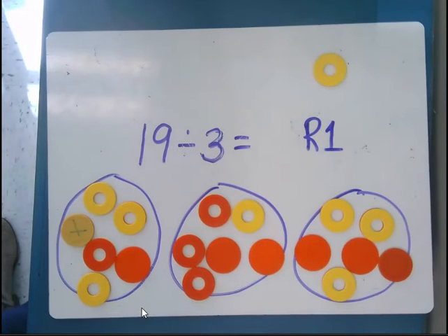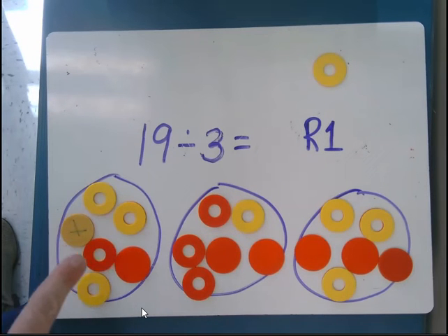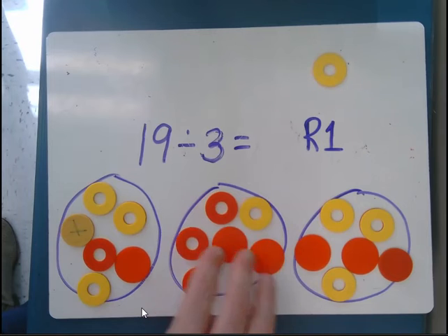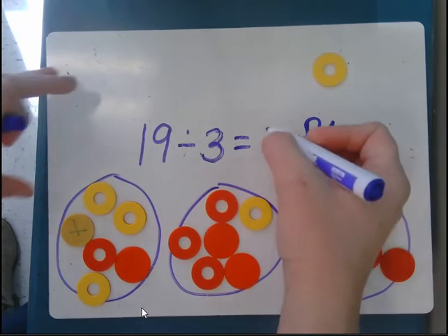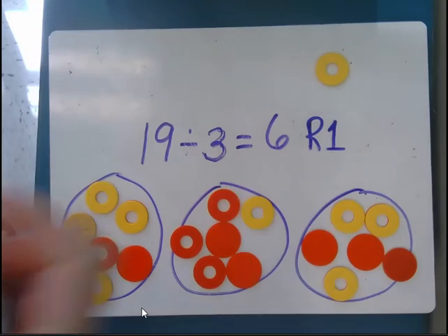Next, I want to count and see how many I have in each circle. How many did I share with each? 1, 2, 3, 4, 5, 6. 2, 4, 6, and 2, 4, 6. So each group has 6 markers, and I had 1 remaining.